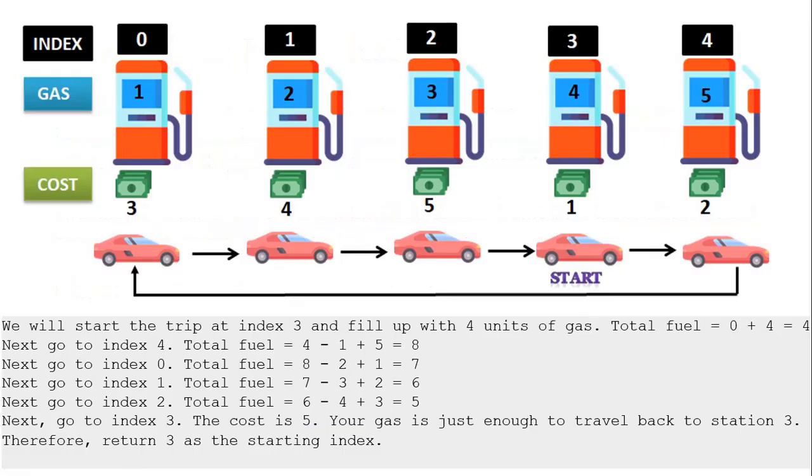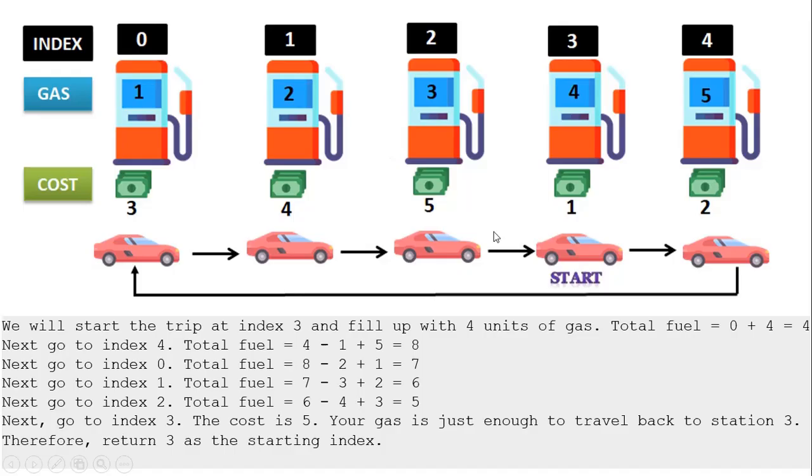So let's say that this is the given example. As you can see, there are 5 gas stations such that they have the index 0, 1, 2, 3, and 4. Now the cost given at each station are 3, 4, 5, 1, and 2. And the gas at each station is 1, 2, 3, 4, and 5 respectively. Now you have to find the index of the gas station such that when you start your journey from that station, you can complete the entire circular route and come back to that station.